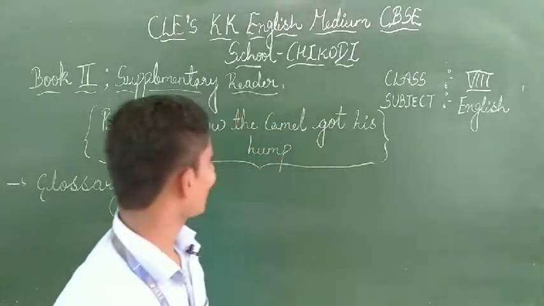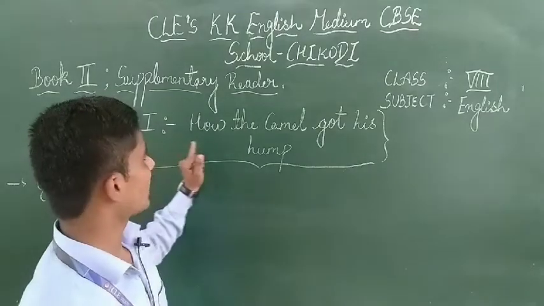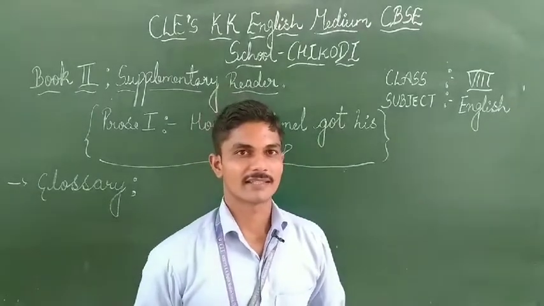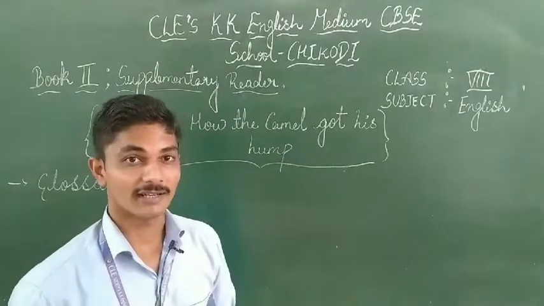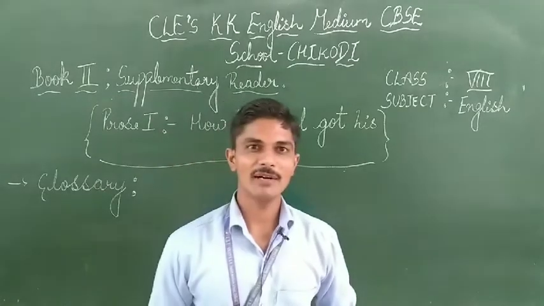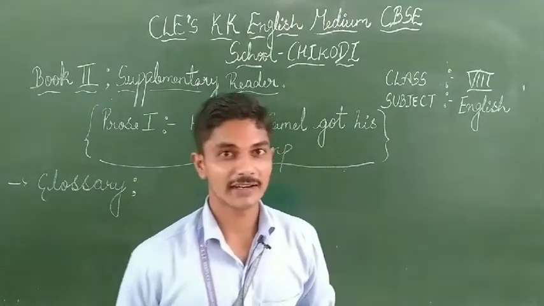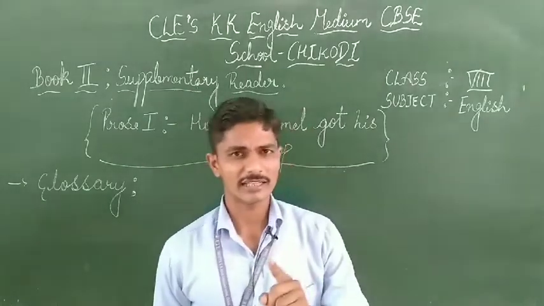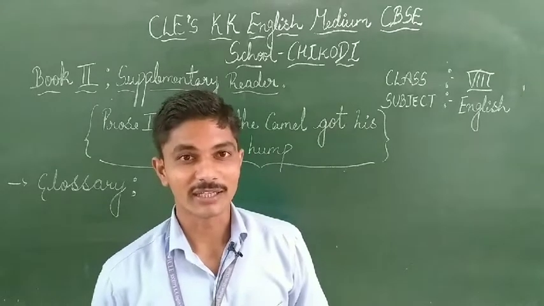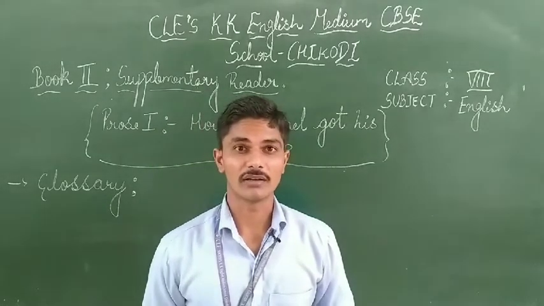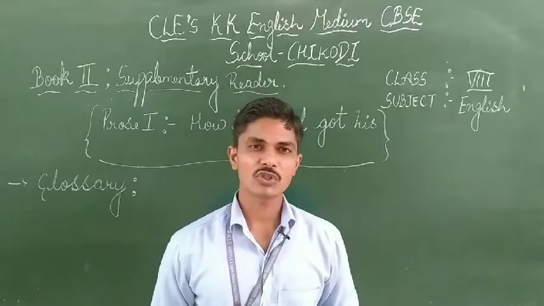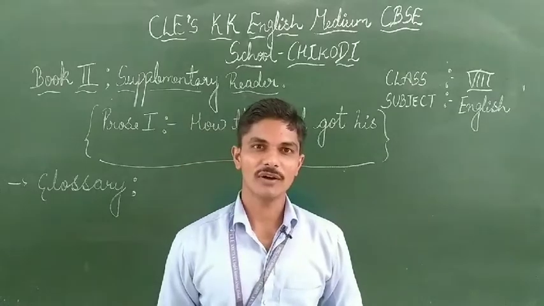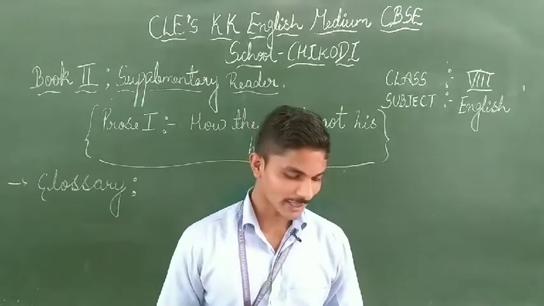Here we have the first supplementary reader, and the lesson is How the Camel Got His Hump. Do you know the camel? The camel used to reside in the desert areas. The camel is an animal which moved from here to there in search of food and water. This camel is a lazy one. He is not a hard worker. He used to move from one place to another just for rest, just for sleeping.